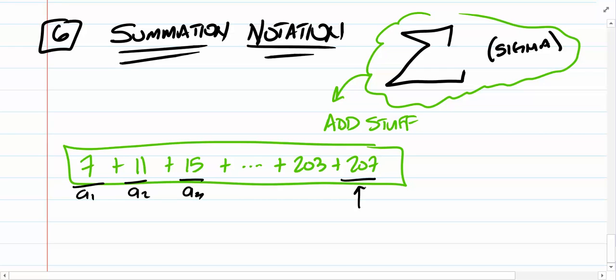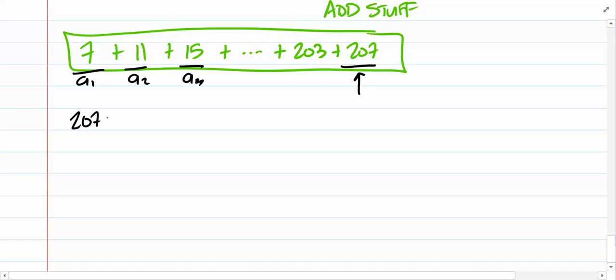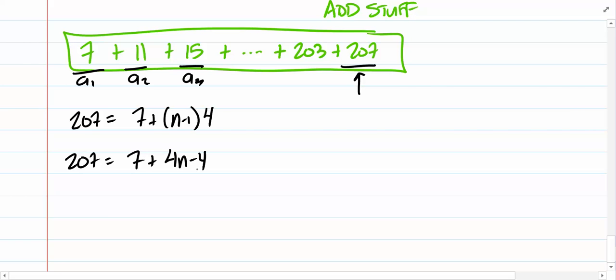I know that 207 is equal to the first term, which is 7, plus the quantity n minus 1 times my difference, which is 4. Very good. So 207 is equal to 7 plus 4n minus 4, so 207 is equal to 4n plus 3. So 204 is equal to 4n. What is n equal to? n is equal to 51. Awesome.